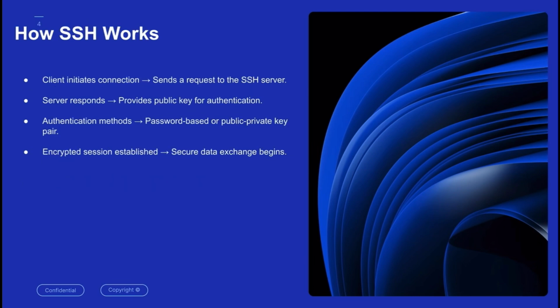How SSH works. First, the client initiates a connection and sends a request to the SSH server. Then the server responds and provides a public key for authentication. Next are the authentication methods, which can be password-based or a public-private key pair. Finally, an encrypted session is established and the secure data exchange can begin.